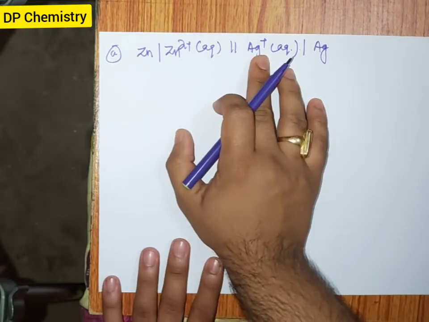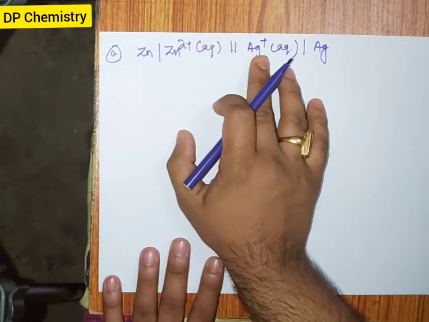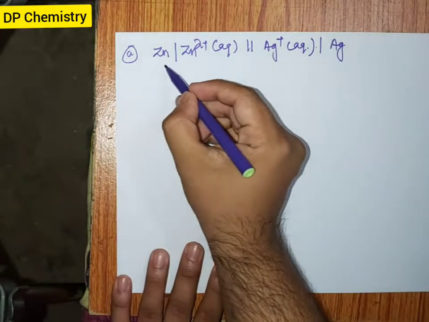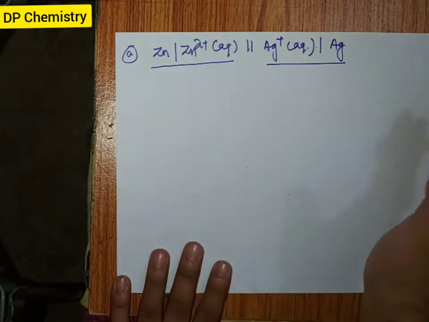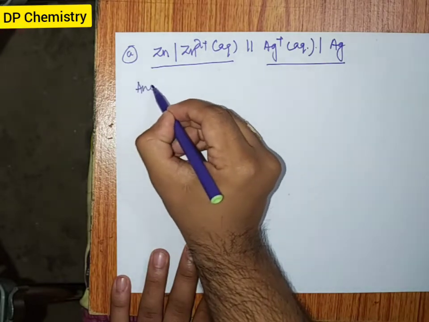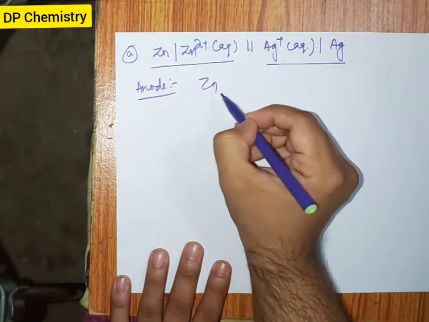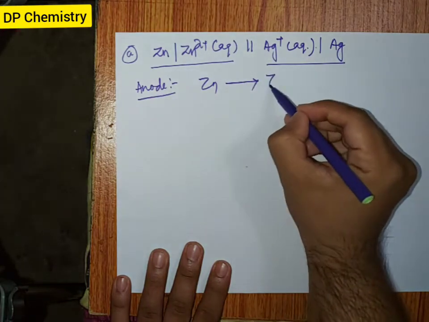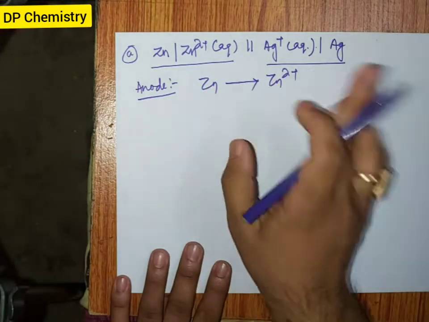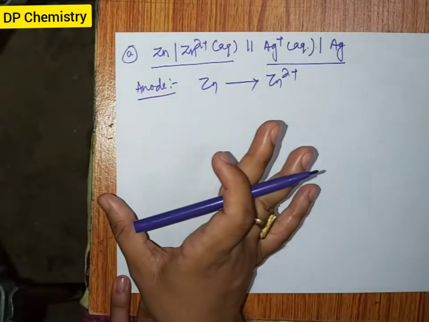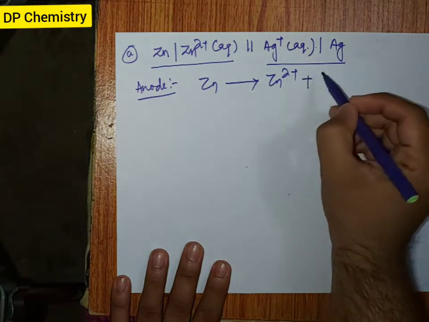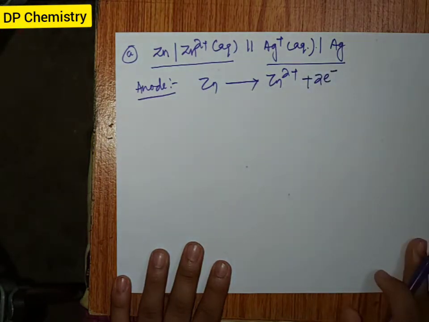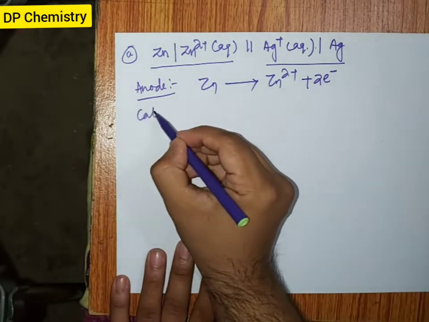In order to do so, we first have to write down the cell reaction. The left side is the anode and the right side is the cathode. First let me write the anode reaction and the cathode reaction. The anode reaction will be Zn gives Zn2 plus. Then I have to balance the equation, so I add 2 electrons with the Zn2 plus. Then I will write the cathode reaction.